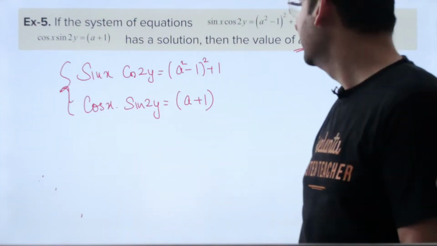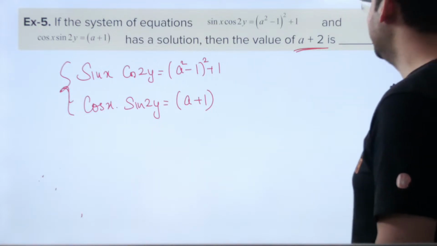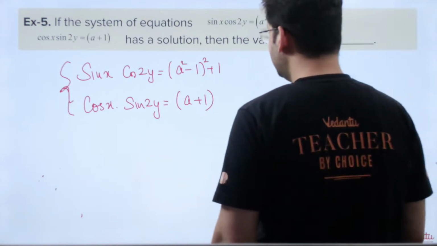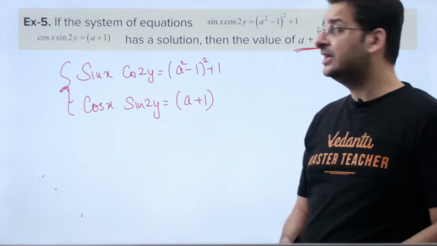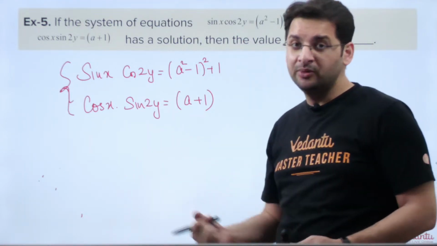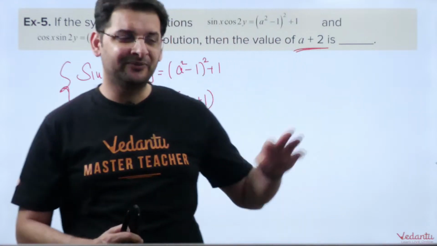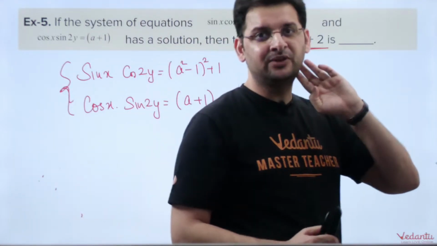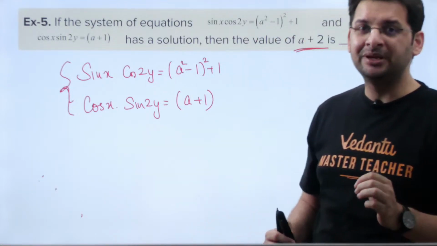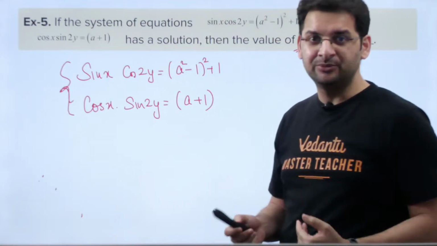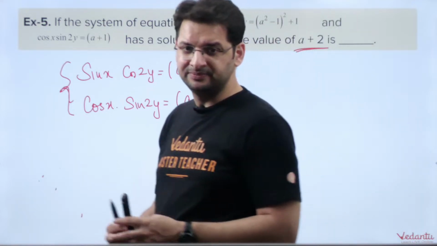Okay, perfect. So sin x into cos 2y is (a square minus 1) whole square. Cos x into sin 2y is a plus 1. If this system has a solution, then what is the value of a plus 2? So a is going to be what? Again, this is a very simple version of this particular question, although there can be a lot of different versions of the same question. I'll tell you after we solve this.